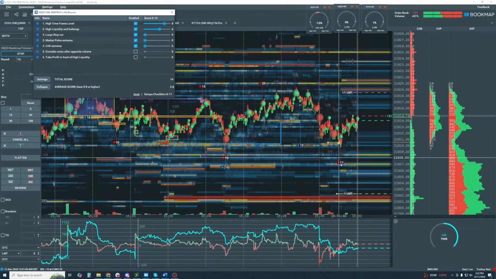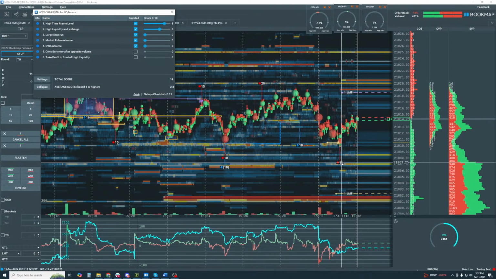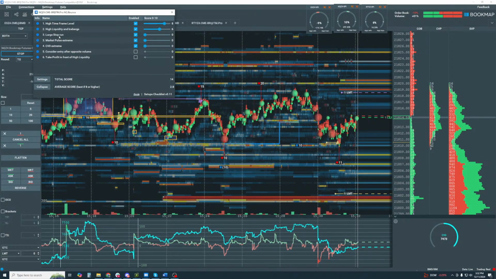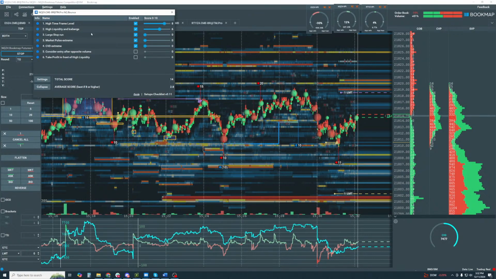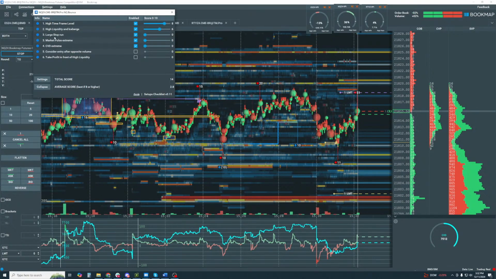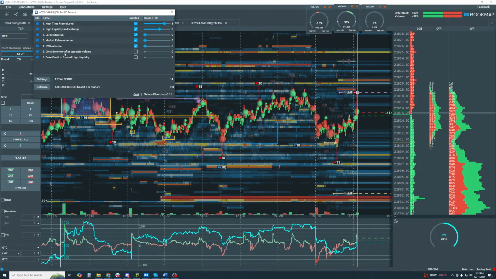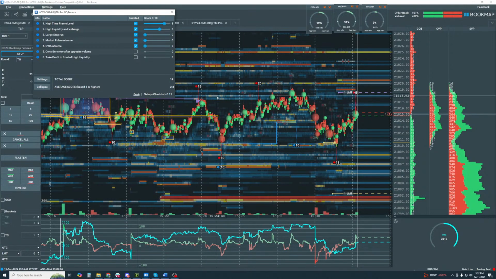Stop run. Did we get a stop run? Yep, we got 11. Okay, not the most, but we want to see a large one here. This is higher probability if we get that large stop run. We got our CVD extreme. We got all that. We consider our entry after the volume came in.